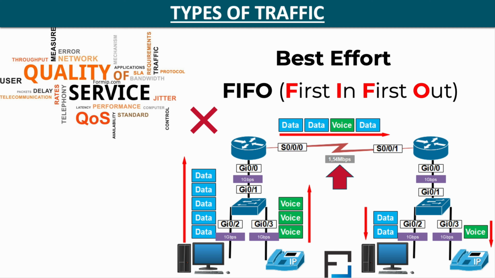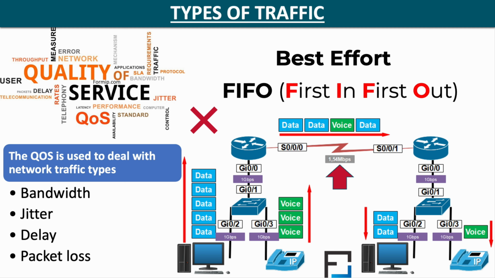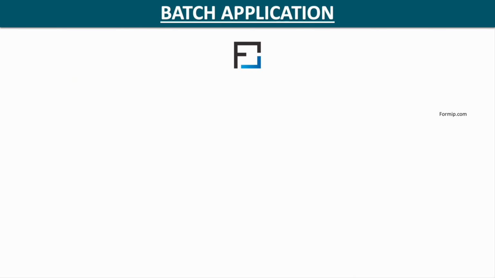For example, we can configure the router so that voice traffic is prioritized before data traffic. QoS can be used to process 4 types of network traffic: bandwidth, jitter, delay, and packet loss. With QoS, we can change the priority of certain types of traffic. The configuration of the QoS will depend mainly on the applications that will be used. That's why we're going to take a closer look at the different applications and types of traffic.